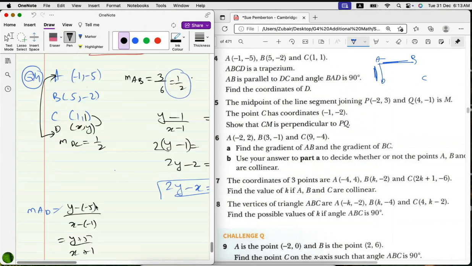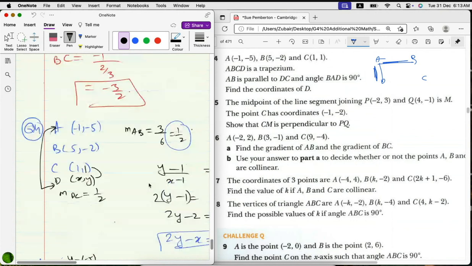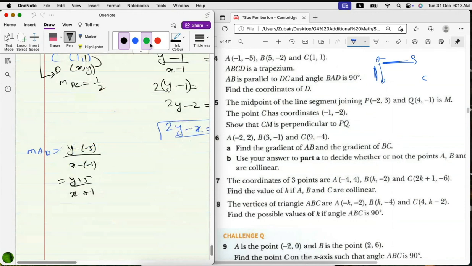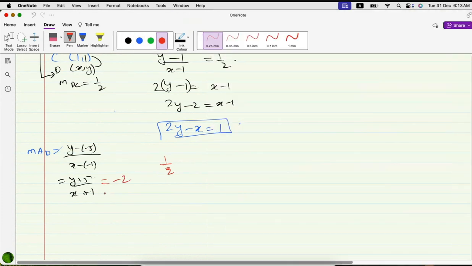So afterwards we plug this back in. Gradient of AB is already 1 by 2, so gradient of AD must be the negative reciprocal, which is negative 2. So cross multiply: y plus 5 is equal to minus 2x minus 2. So y plus 2x is equal to minus 7.